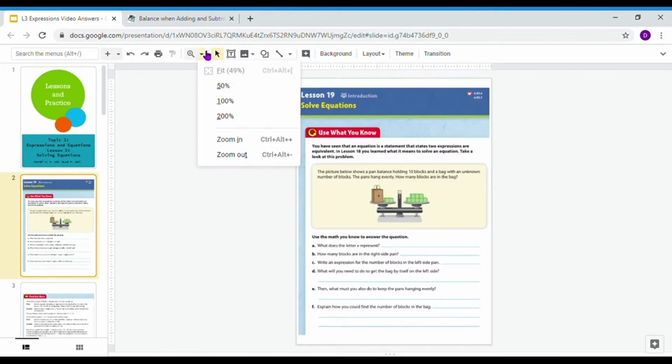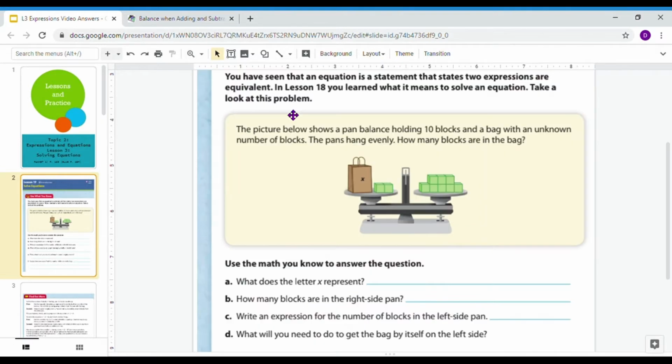So let's dive right in to solving equations. In the picture below, we see a balance. And on this balance, we have 10 blocks in one bag with an unknown number of blocks. The pans are even, so they have the same amount on both sides. And we're trying to figure out how many blocks are in this bag to make sure that it's even.